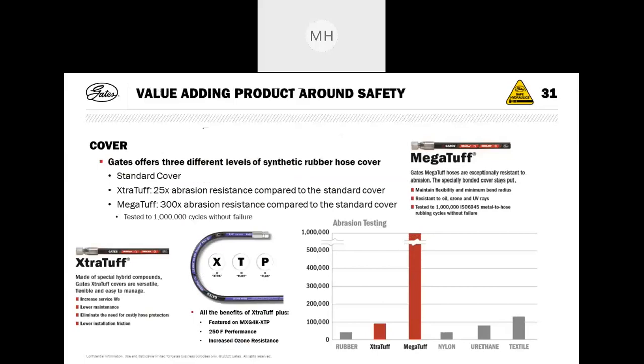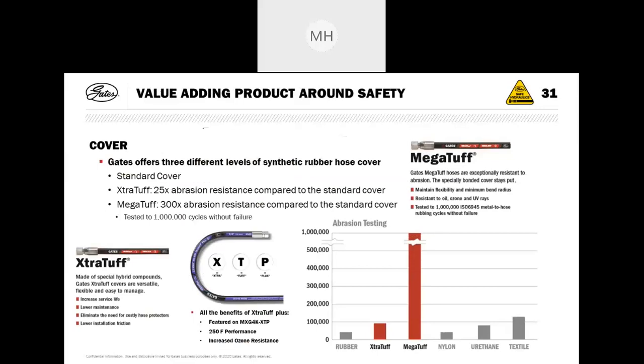So value adding, something we've talked about greatly in what we do. In respect to the covers, Gates offers 3 different covers on the synthetic rubber hoses. We have our standard cover, our extra tough cover, which is 25 times the abrasion resistance compared to the standard cover, and mega tough cover, which is 300 times more abrasion resistant compared to the standard cover. The mega tough was tested at 1 million cycles without fail in the abrasion testing. The extra tough cover gives you increased service life. It's still versatile, flexible and easily managed.